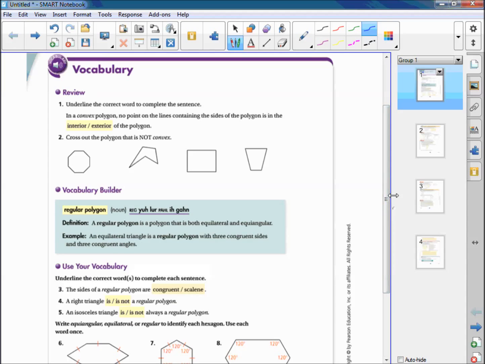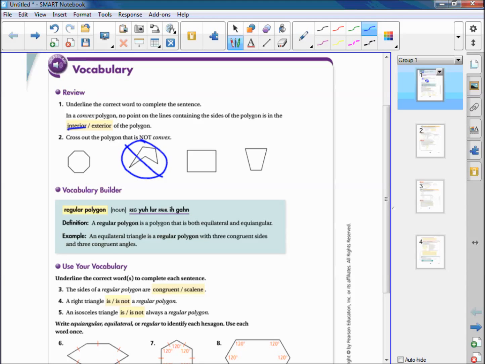First one, underline the correct word to complete the sentence. In a convex polygon, no points on the lines containing the sides of the polygon are in the interior of the polygon. So you can think of it as the polygon can't have a dent in it. So cross out the polygon that's not convex. The second one here has a big dent in the side of it, so that's a concave polygon. It's caved in at one part.